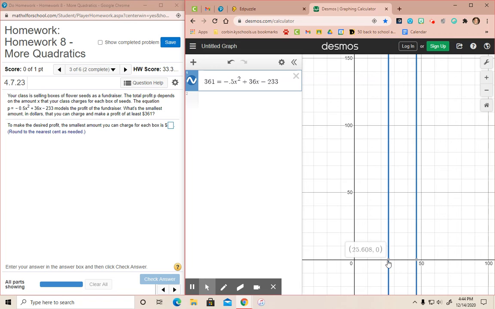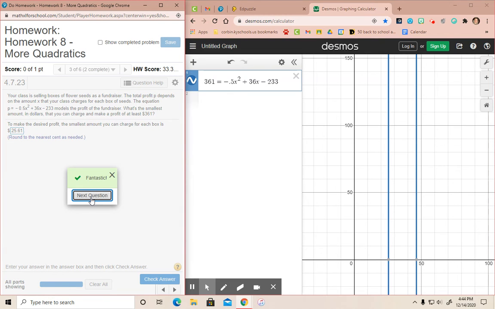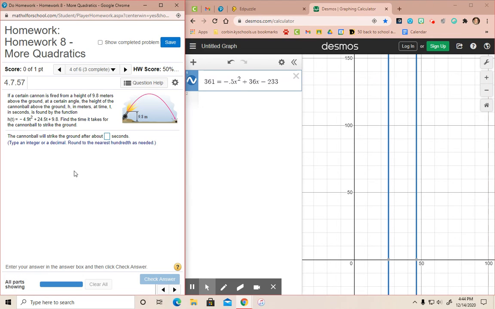Okay, so we have the parabola, and you have two X-intercepts. So you can click on the graph. It'll show you your two X-intercepts. And so that means that we're going to hit this profit twice. And so it wants to know the smallest amount you can charge for each box. So you're going to go to the smaller of the two intercepts. So we have 25.608, and we're rounding to the nearest cent. So that would be 25.61. Okay? And that was it. That was all you had to do.